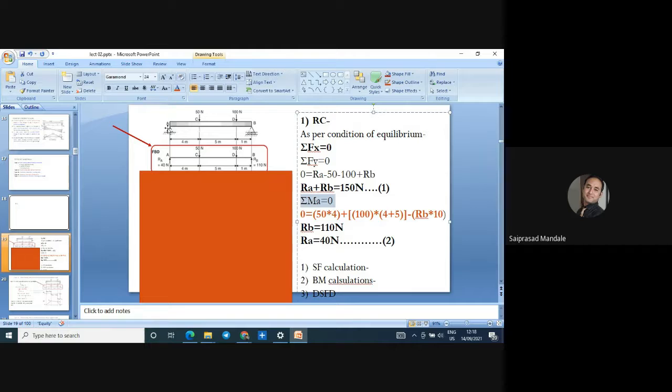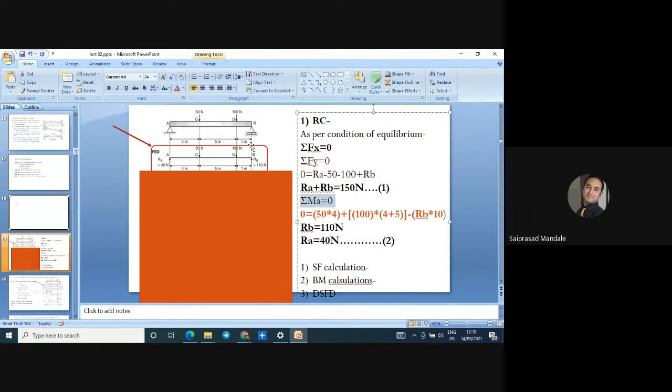We are taking the moment about point A, meaning whatever forces are acting on the beam, we are considering them as they are producing some moment about point A. Moment is nothing but force into distance. So 50 into the distance with respect to A is the moment of point C. 100 into the distance between A and D is the moment. And RB into the distance between A and B is the moment.